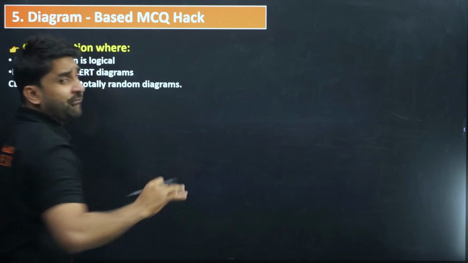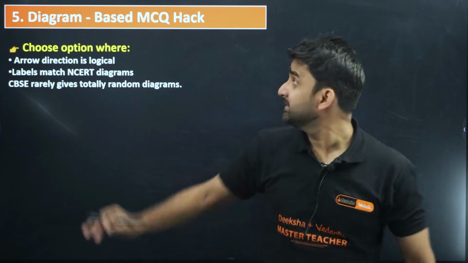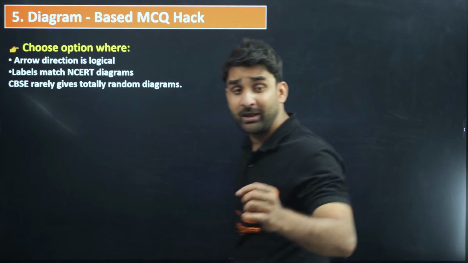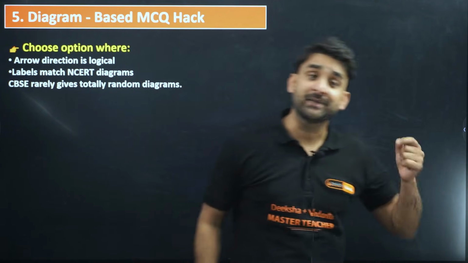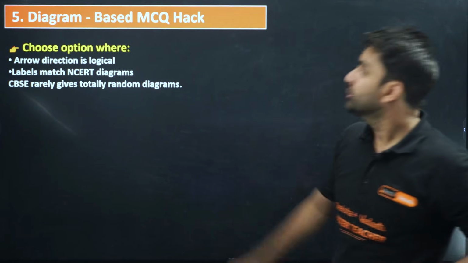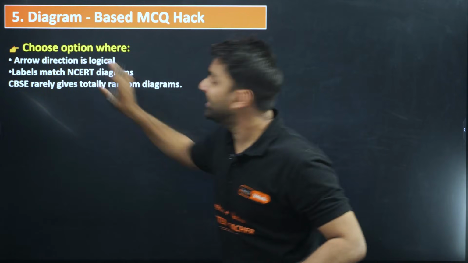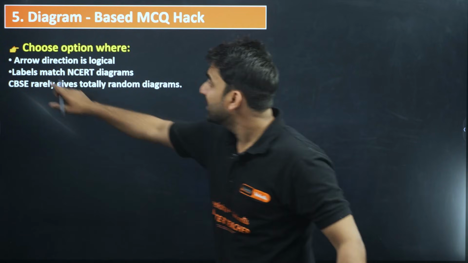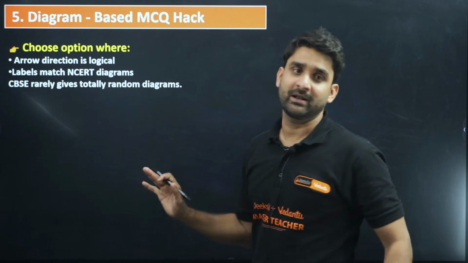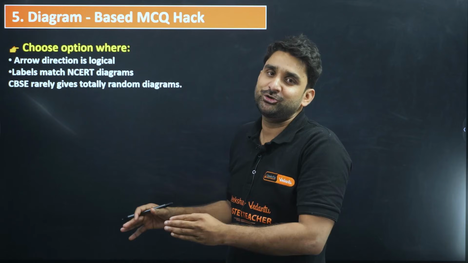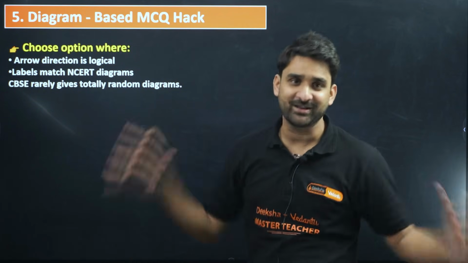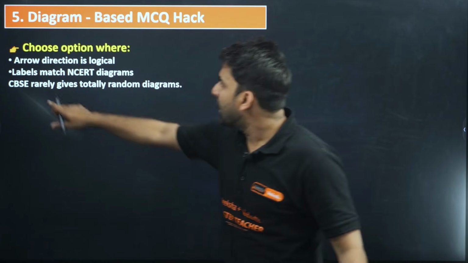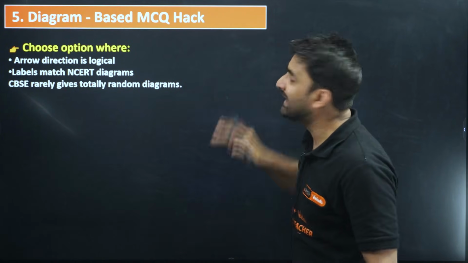So now the fifth guessing hack is the diagram based MCQ hack, my dear. Yes, from a diagram you can guess your correct option in an MCQ question. So what you need to do is choose the option where the arrow direction is logical. So go through the arrows, right? Arrow direction is logical. Labels match NCERT diagrams. I hope before sitting in the examination hall you have already gone through the NCERT diagrams, so you must know about the diagrams, arrows and all. Now CBSE rarely gives totally random diagrams, my dear.